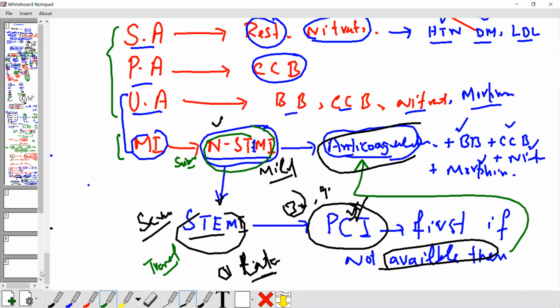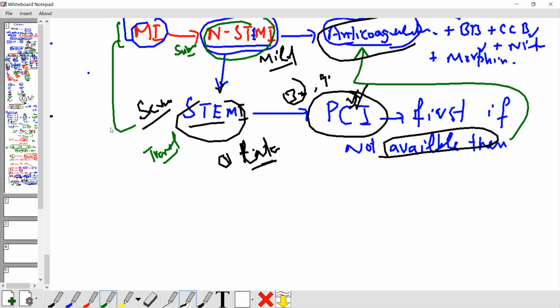Now the patient has a second life. Thank God, the patient survived the MI. What should we give the patient? Again, start from A, B, C, D. Nitrate, same thing. Calcium channel blocker, same thing. Beta blocker, same thing. And what else? Anticoagulant.